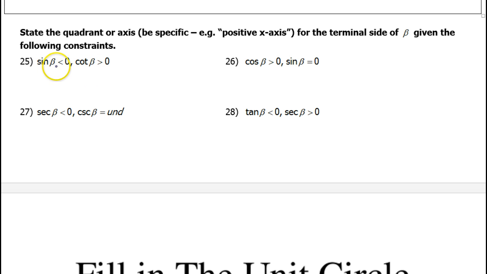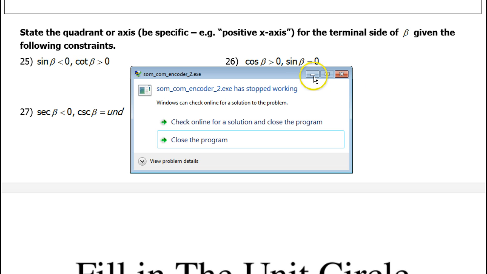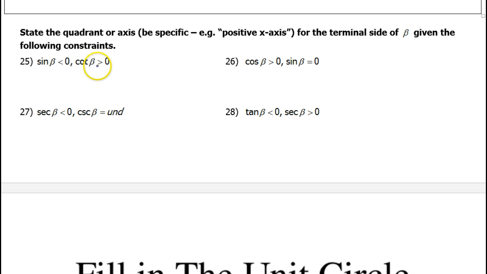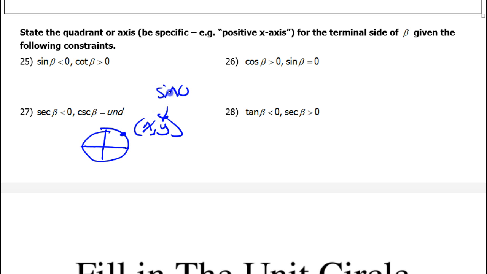So, we want to find the quadrant or axis where the sine of beta is negative and the cotangent is positive. Let's start with the sine. Remember, if you think about the unit circle, the sine of any point on the unit circle is going to be the y value. The sine of any angle is just the y value on the unit circle.